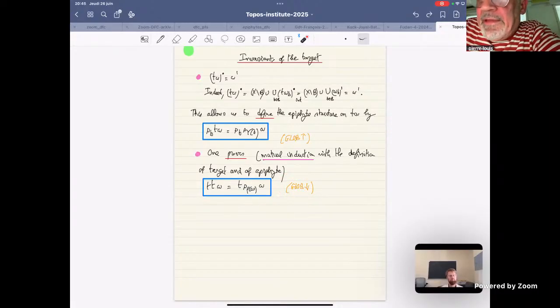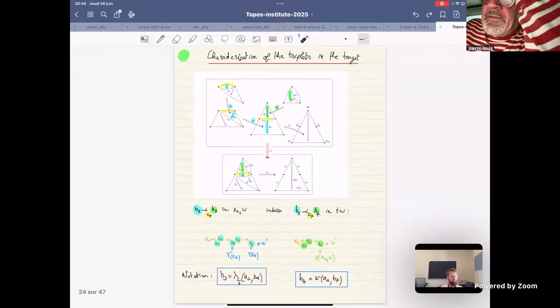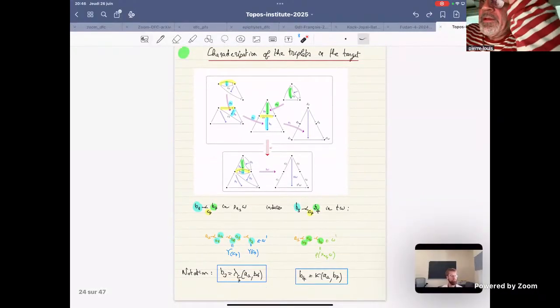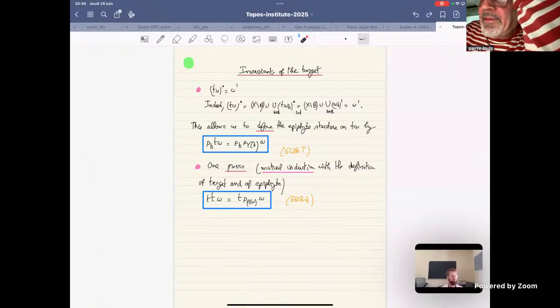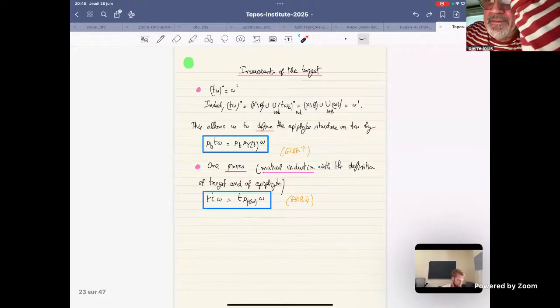And this equation tells us that the target of an opetope is the same thing as the target of the source, the root source of omega. Okay, so it happens that, and this is a property, it has to be proved together with all the rest of the good formation of the whole opetope. I mean, it's a few pages of mutual inductions.